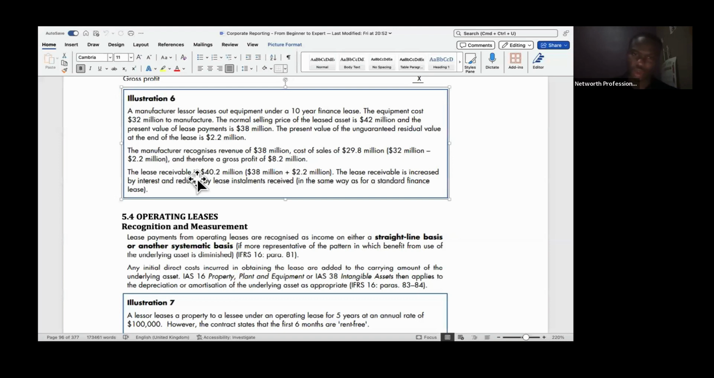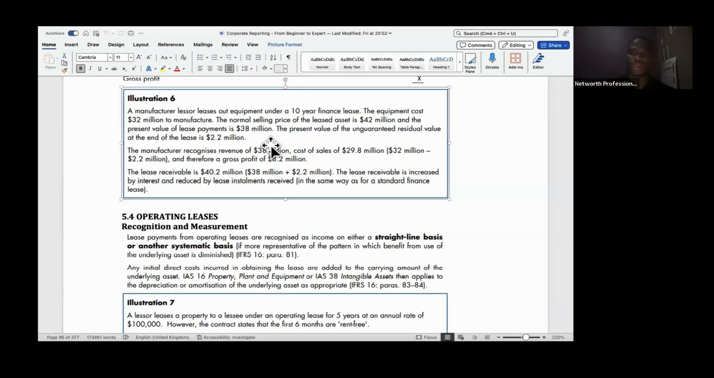Okay, I mean, the solution is here already. What they want is, how will this lessor account for this? So they already told us, if you look at this question, it is a manufacturer lessor. In addition to recognizing lease receivable, the manufacturer will recognize revenue of 38 million. Why? Because the normal selling price of the asset is 42 million, and the present value of the lease rentals or payments is 38 million. He uses the lower of the two as revenue. That is why we are going to recognize 38 million as revenue.